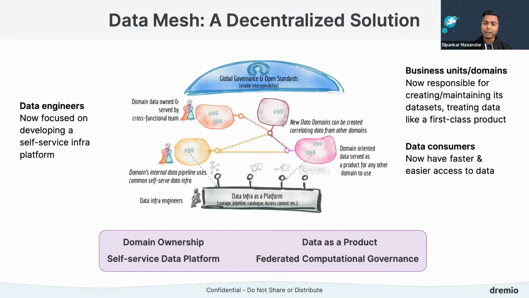So for example, a data engineer can now focus single-handedly on developing a self-service infrastructure platform, right? Which can be easily adopted by each and every business unit or domain based on their requirements. For example, if I'm going to run a business intelligence report, I might just select from the right set of tools that I have from the self-service platform. If I want to build a model and want to use something like Spark, I can use it from the self-service platform. So business units and domains now have the responsibility to create and maintain that data, and also to treat the data as a first-class product, bringing in that mindset of treating data as a product.